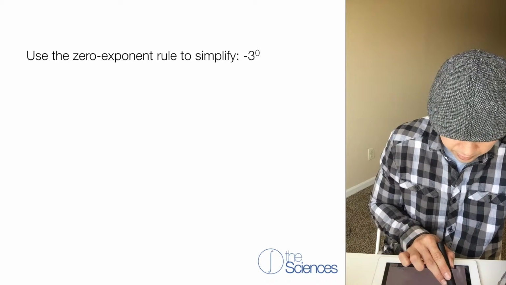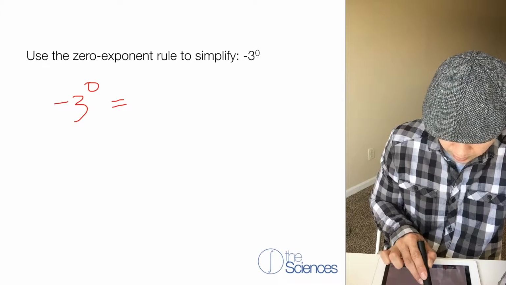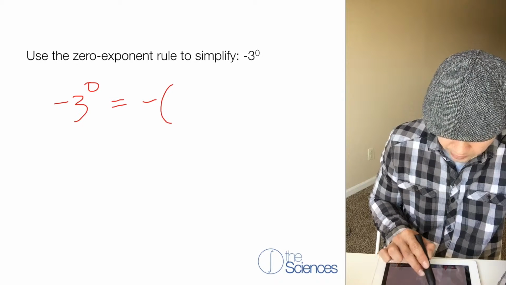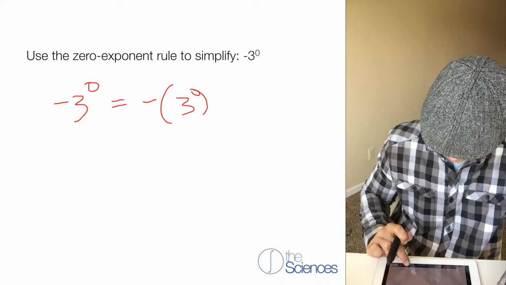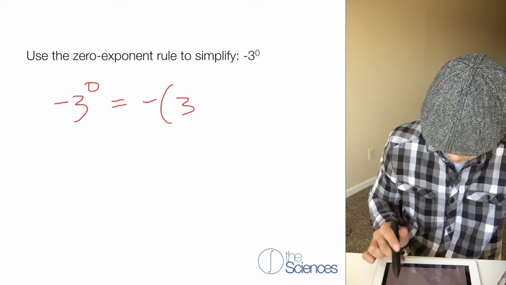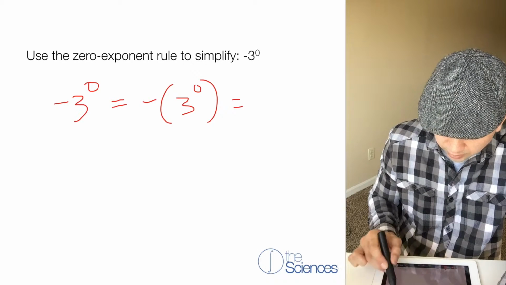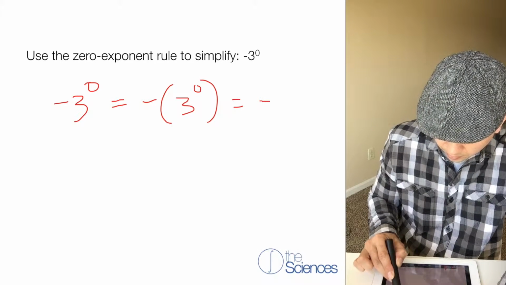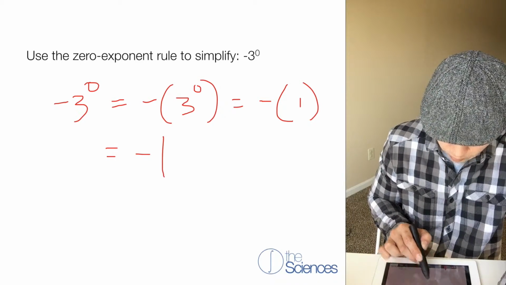Now here we have negative 3 to the 0 power. So what this is saying is the negative of 3 to the 0 power. So 3 to the 0 power is 1. So our answer is negative 1.